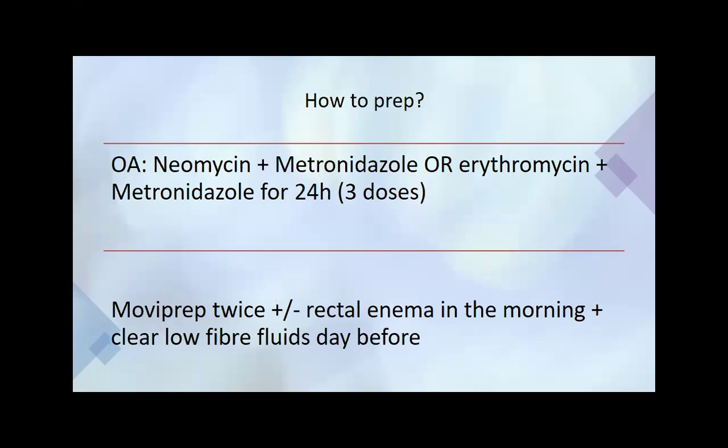Okay, so you give low fiber juices the day before the surgery, give 3 doses of antibiotics and two Moviprep and one rectal enema if you are going to do rectal resection.